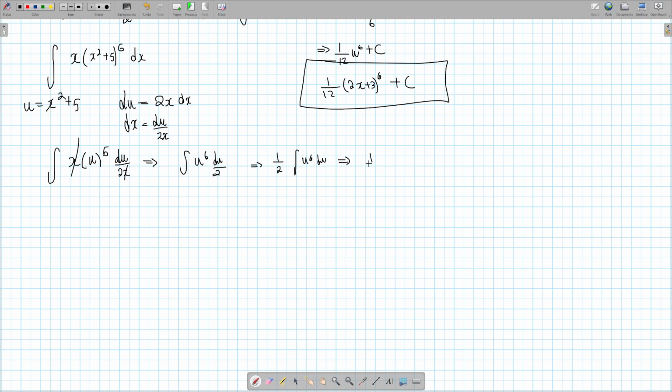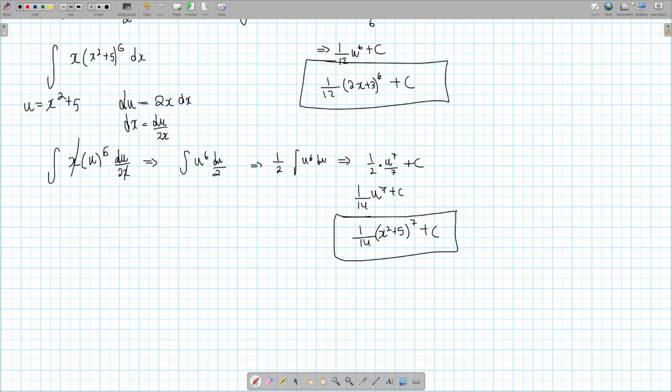So what's it going to be? Integral u to the power of 6 is going to be 1 over 2. Integral u to the power of 6 is u to the power of 7 divided by 7. And then du, we put plus c. So it's going to be 1 over 14, u to the power of 7 plus c. What's u? It was x squared plus 5. So 1 over 14, x squared plus 5 to the power of 7 plus c.